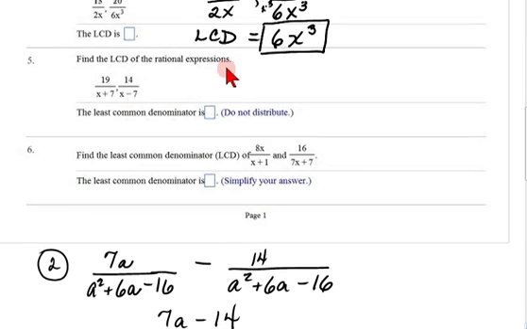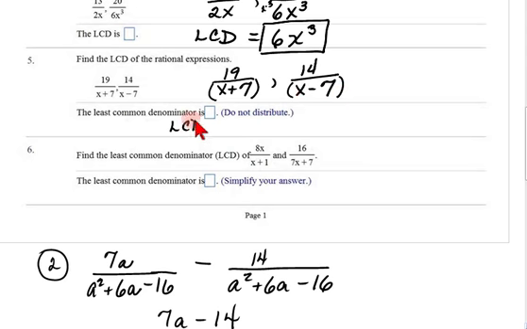Number 5 has 19 over x plus 7 and 14 over x minus 7. And the only thing that you're asked to do is find the least common denominator. Don't do anything with it, just find it. All right, this first denominator, this is a binomial. Can it be factored? Can you factor x plus 7? No. So it is a prime factor. Can you factor x minus 7 any further? No.